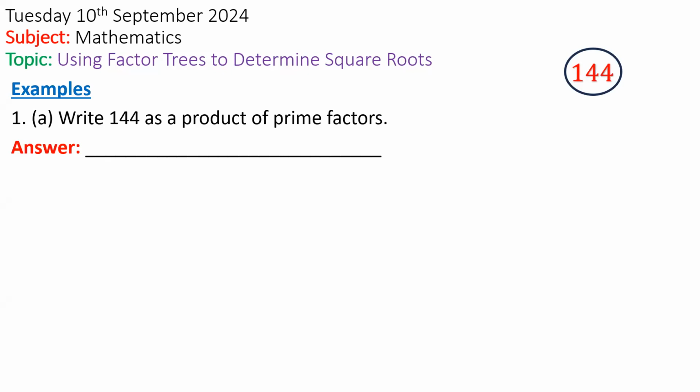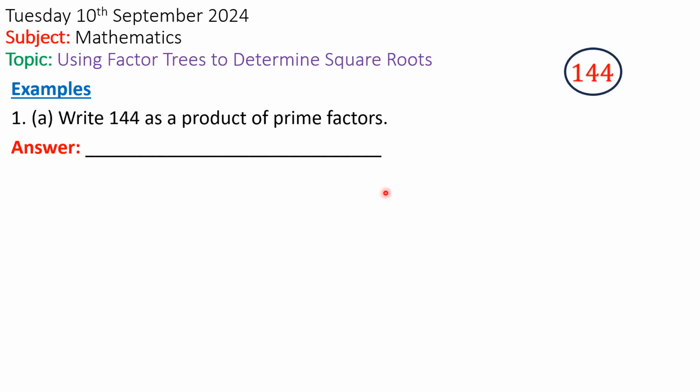144 is even, right? So what number can go into 144? 12 times 12 could work. 2 can go into this. How do we know 2 can go into this? Because it's even, so we could use 2. Now, what is 144 divided by 2? 72. You got 72, Malik? 144 divided by 2? Okay, 72. Anyone else got 72?